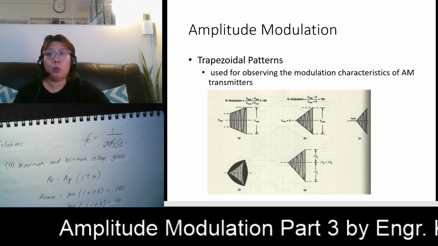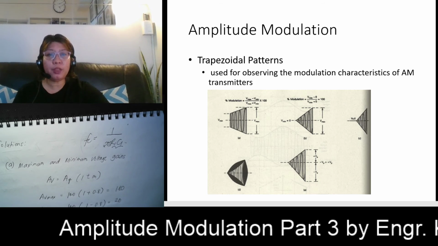In letter D, this is how your trapezoidal pattern looks if you have improper phase relationship. And finally, for letter E, this is a non-symmetrical AM envelope. Why non-symmetrical? Because our average voltage here is not equal to 0. That means your upper envelope is not equivalent to your lower envelope. So therefore, this is how a non-symmetrical AM envelope looks like.